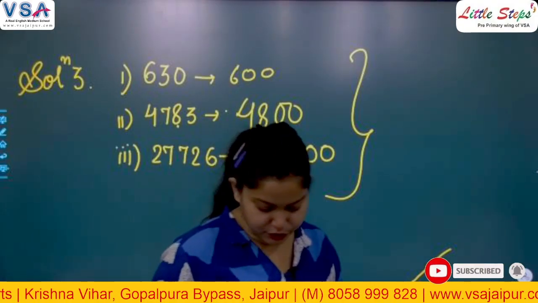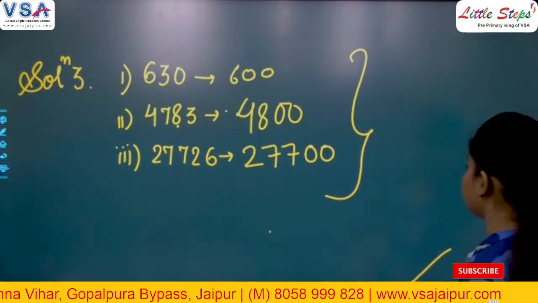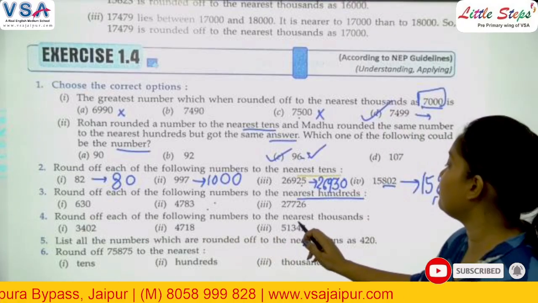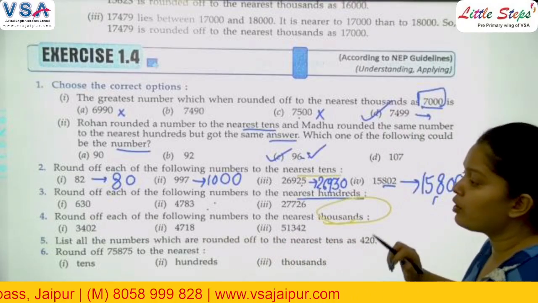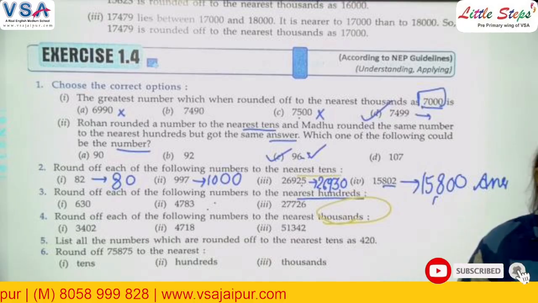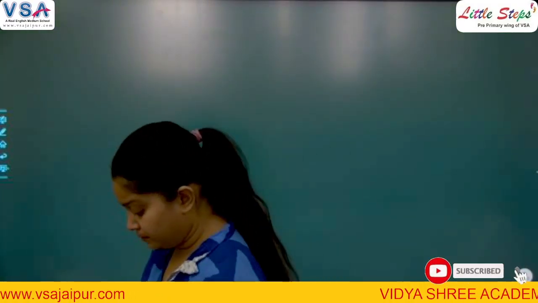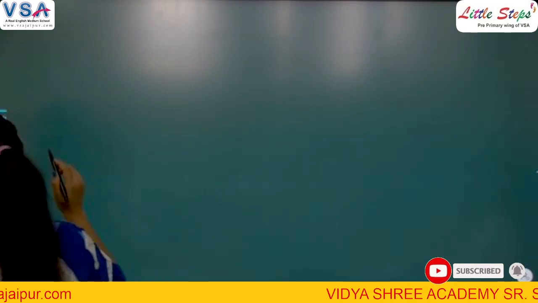Moving on to the next question, question number 4. Now, in question number 4, round off the following numbers nearest to 1000. What do we have to find out now? Rounding off the number nearest to 1000. Let's do this on the new page. Solution number 4.